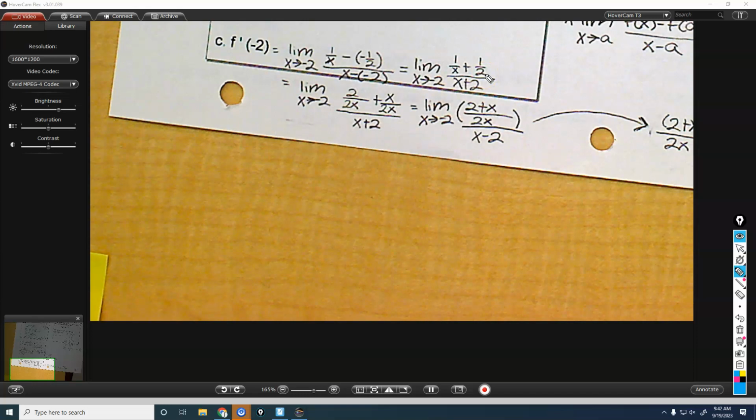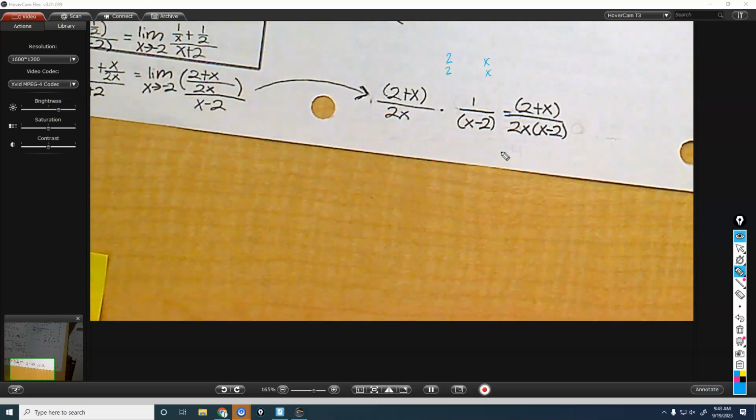Rather than multiplying top and bottom by something here, she's getting common denominators. Okay? So she multiplied this by 2 right here on top and bottom. And she multiplied this by x on top and bottom so that she would have 2x as her common denominator. So it would look like this. Then she can write them together. She's got 2 plus x over 2x over x minus 2. And so, limit notation is gone, but it's okay. We'll forgive her for that.